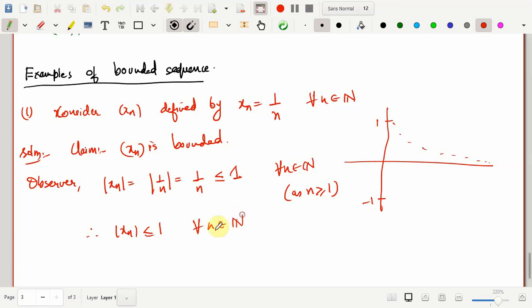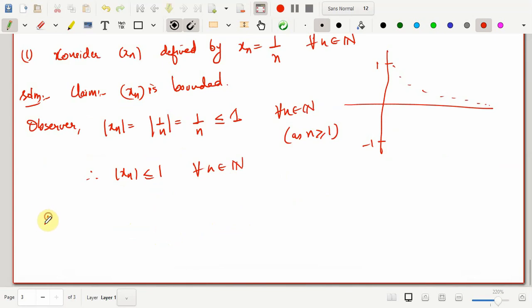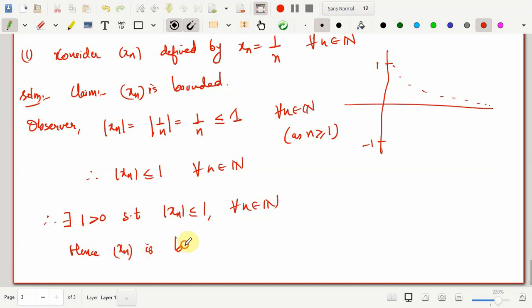So have we succeeded in producing a positive real number such that mod of all xn can be made less than or equal to that? So that's 1. Therefore there exists 1, which is greater than 0, such that mod of xn is less than or equal to 1 for each n belongs to N, and hence we see that 1 is the bound, 1 is C in this case. So hence the sequence xn, which is defined as 1 by n, is bounded.